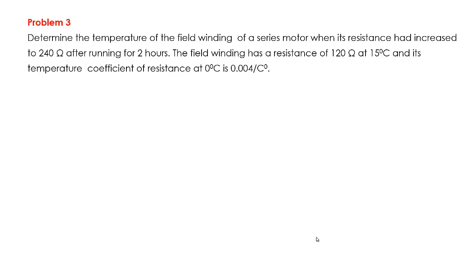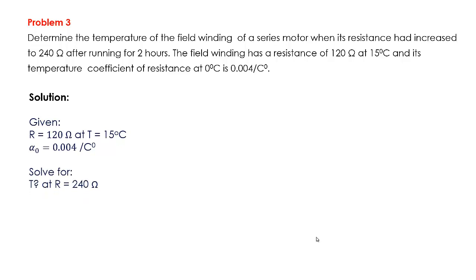Again, in order to solve for this problem, we need to lay out the given parameters. What are our given parameters, by the way? So we have the resistance, which is equal to 120 ohms at 15 degrees Celsius. And again, we have the given temperature coefficient of resistance at 0 degrees Celsius, which is equal to 0.004 per Celsius degrees. Okay. Unlike the two previous problems, for this problem, we are asked to find the temperature at the given resistance, which is 240 ohms.